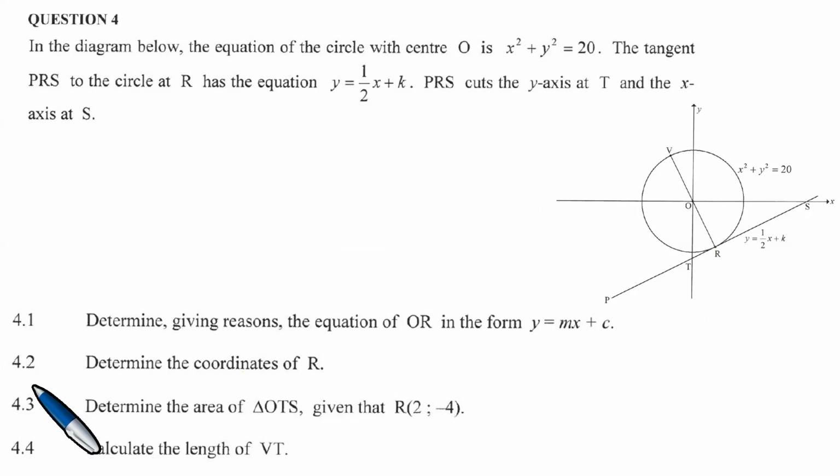So we have the following. Right, so now let's look at 4.1. Determine, giving reasons, the equation of OR in this form. What is the equation of OR? Right, so obviously, you have O and R. O is the origin.